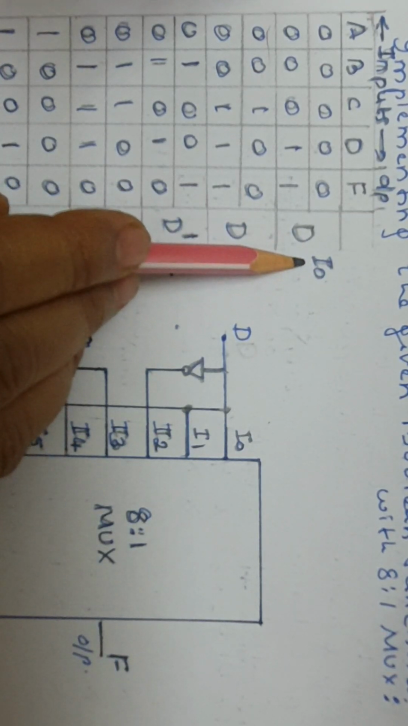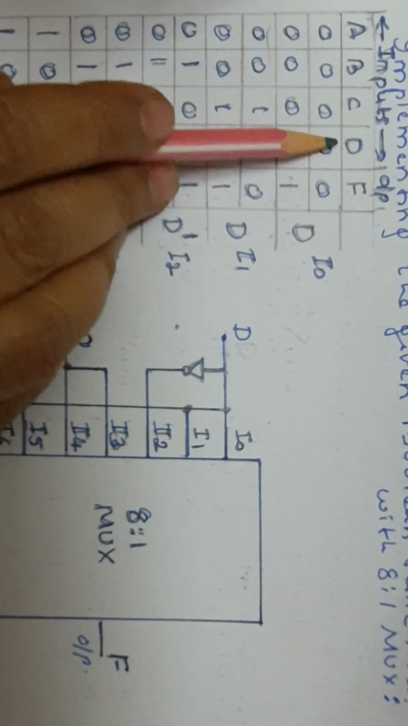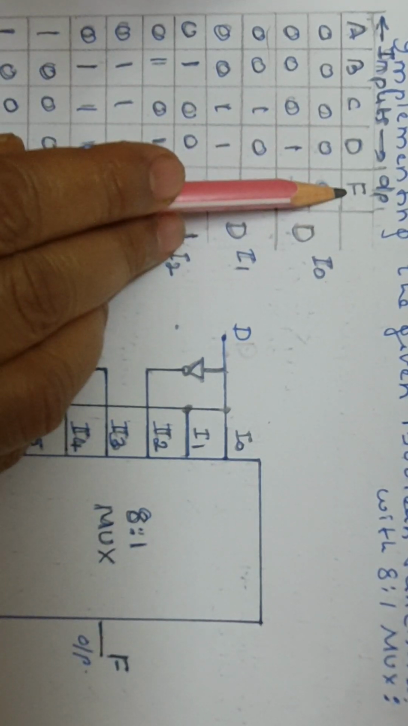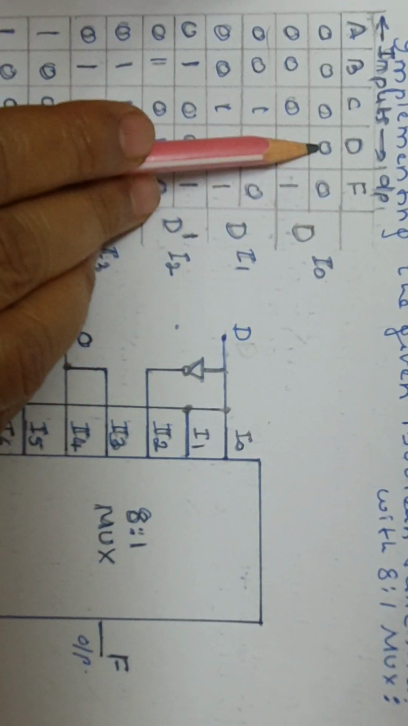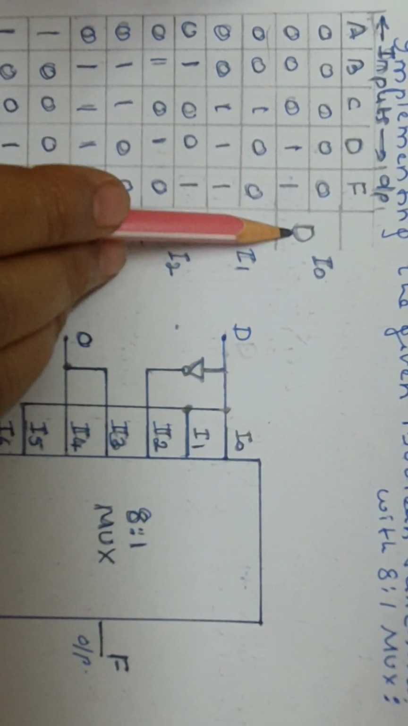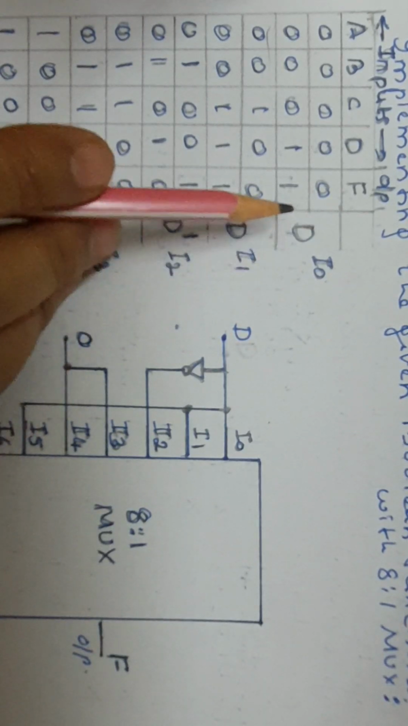Now what we are doing, inputs of the mux are expressed in terms of one of the input variables, that is D. So F is expressed as one of the input variables, that is D here. F is 0, D is also 0. F is 1, D is also 1. Hence F is whatever D is, and that we have taken as I0 for the mux.